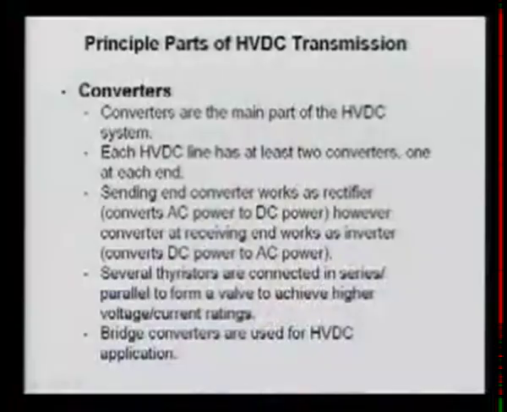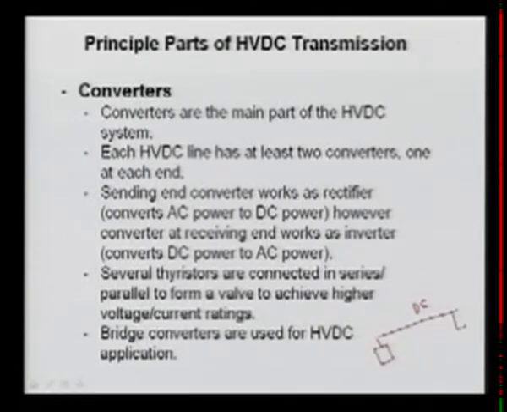Each HVDC line has at least two converters, one at each end. As I said, let's suppose this is one DC line. We must have at least one converter here, and then here the 3-phase AC supply and the converter here.